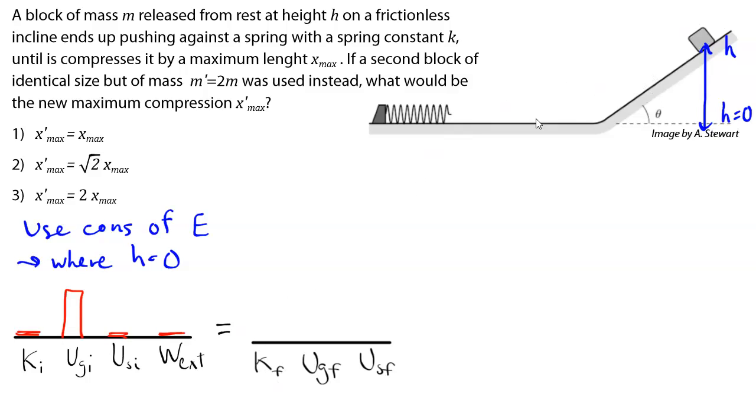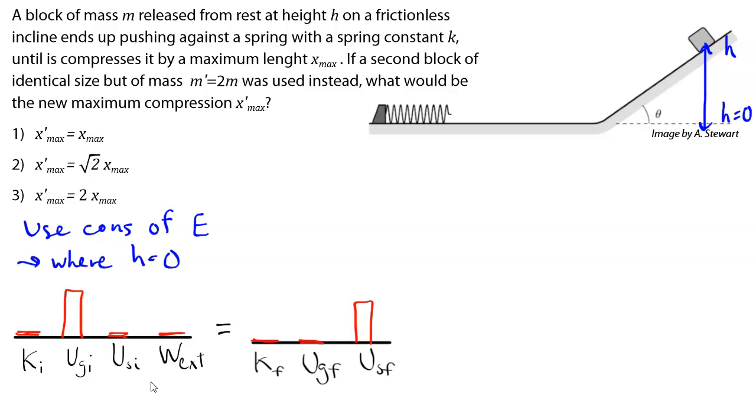When the block is pushing the spring and the spring is at max compression, that's the moment just before the block changes direction. So we know that the block will stop at that moment. So the final kinetic energy will also be 0. Now the block will be on the ground, so that's how we defined that h is equal to 0. So this will be 0 as well. And we can see easily that all the energy will actually be stored in the spring at that moment. So we will have just the energy in the spring at the end equal to the energy due to gravity at the beginning.